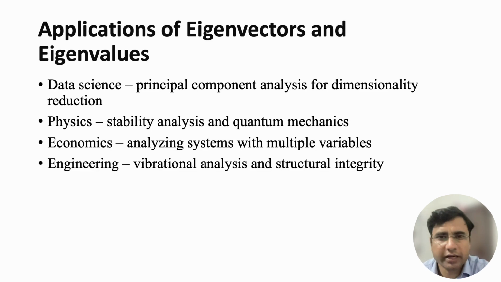So eigenvectors and eigenvalues have a wide range of applications. In data science, they are used in principal component analysis (PCA) to reduce the dimensionality of data. In physics, they help analyze the stability of systems. And in engineering, they are key to understanding vibrations in structures. Economists use them to model systems with multiple interacting variables. Their practical utility makes them a critical tool in various fields.